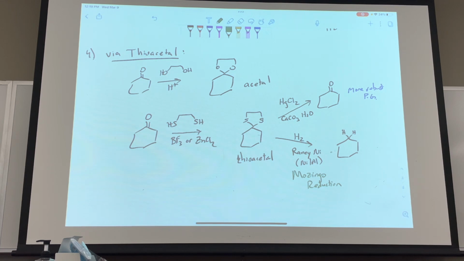Do these reductions only work with ketones? Yeah, well, aldehydes and ketones. Okay, so aldehydes also? Yeah. Even the Clemmensen reduction too? Yep.